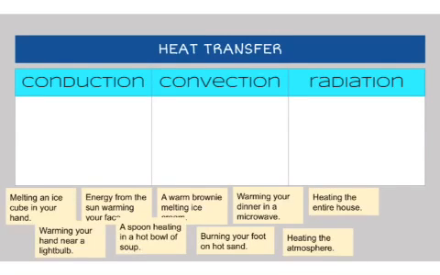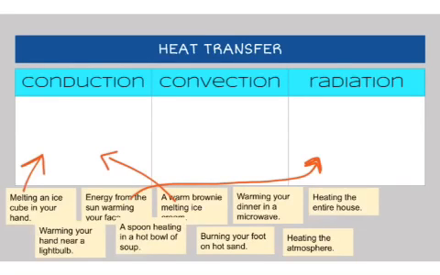So let's look at some examples. We're going to go through a few of these, and then you're going to do some on your quizzes questions. Melting ice, an ice cube in your hand. That would be an example of conduction because it's touching. Energy from the sun warming your face. Well, that's coming from the sun. That's radiation. You're not touching the sun. A warm brownie melting ice cream. That's through touch, so that would be conduction.